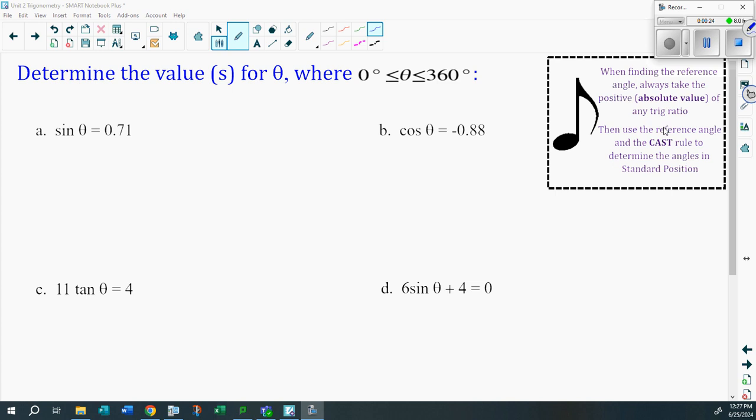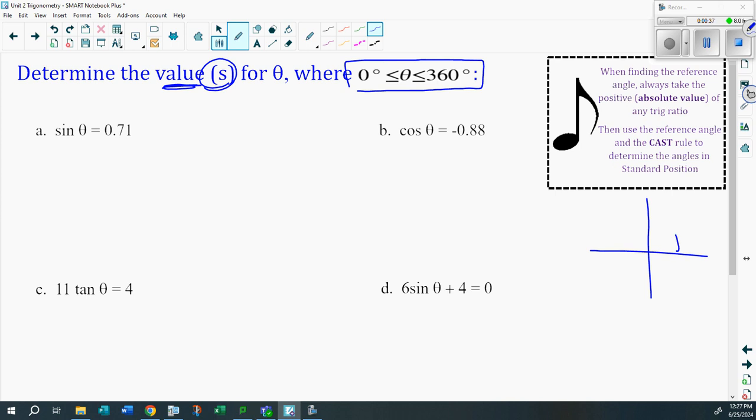But you know what? Follow the same procedure because again, it says determine the values, which means more than one. And whenever they give you this, you can bet that it's something to do with the whole circle, right? Add sugar to coffee. It has something to do with the CAST rule. So without further ado, let's go.